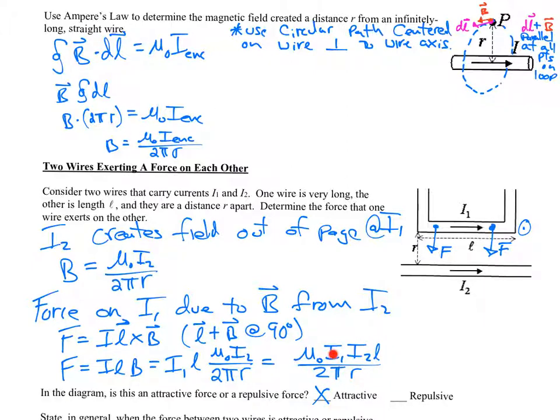Notice that it's proportional to each of the currents. So if you double both currents, your force goes up by 4 times. And it's inversely proportional to the distance between them.